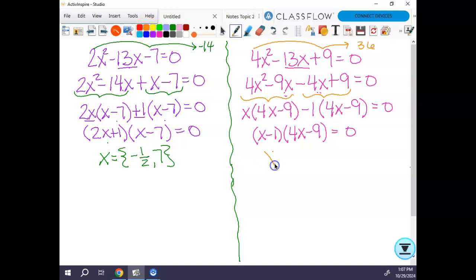Then come up with your answers. Are your answers both positive, both negative, one of each? What is it? Both positive, right? So you'd have 1, and what's the other one? 9/4, exactly. What questions do you have? We all good? All right.